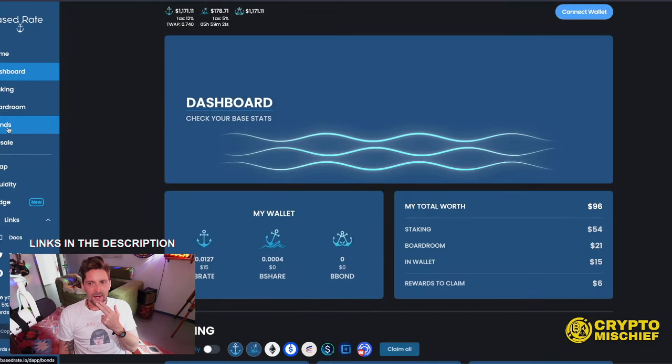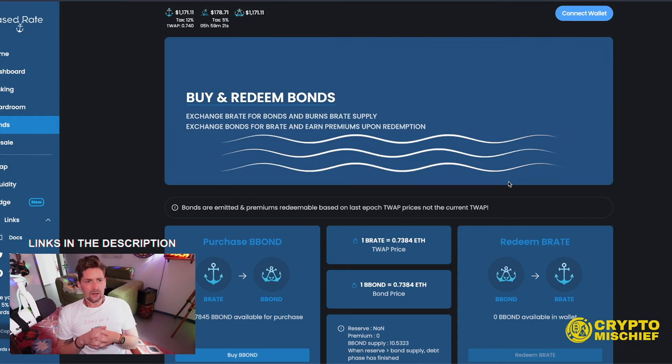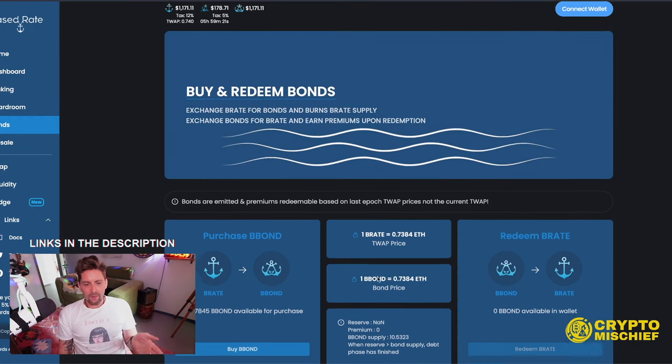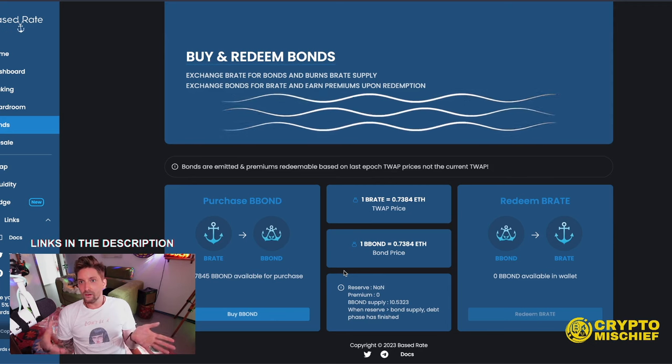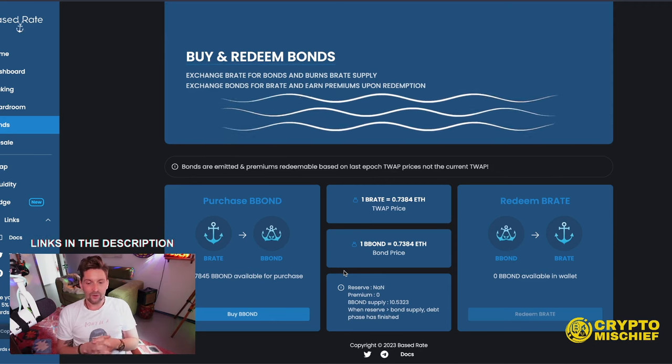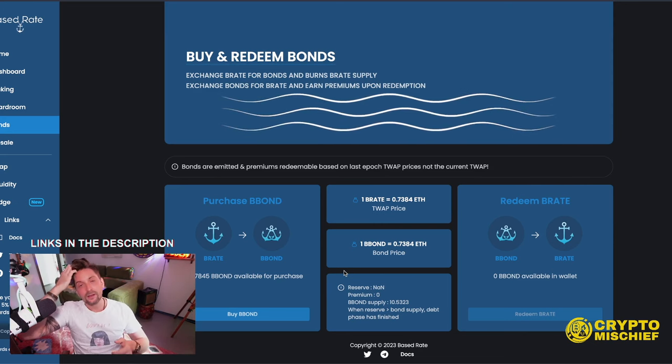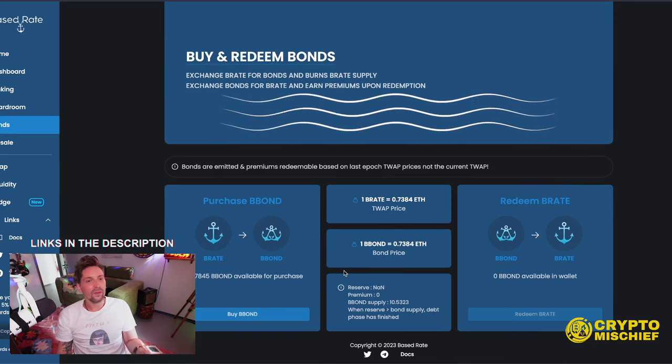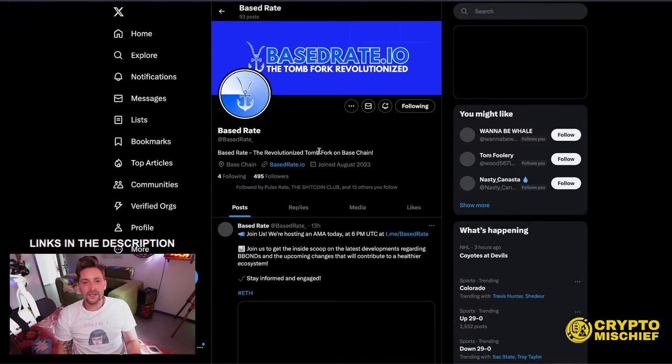Now they've done something to try and fix this, which is they have a bond system, right? So the idea is that when the B-Rate token is under peg, you buy the bonds, then the bonds can be redeemed and you get a little bit more than your bond price because, of course, the price has gone up and repegged, and therefore you've won the game, essentially. So they're incentivizing the bonds more.